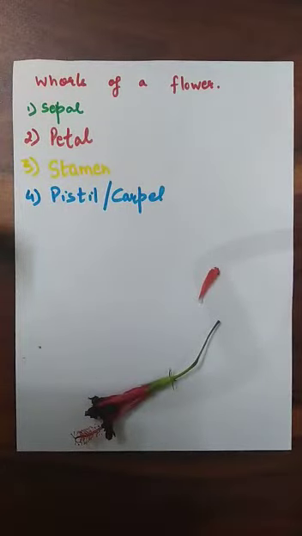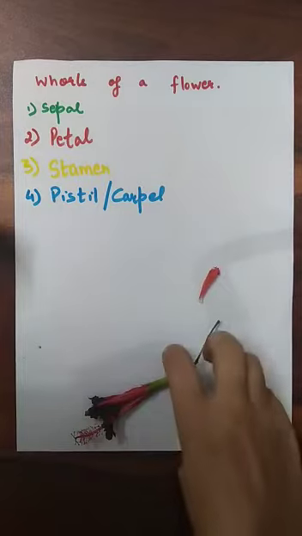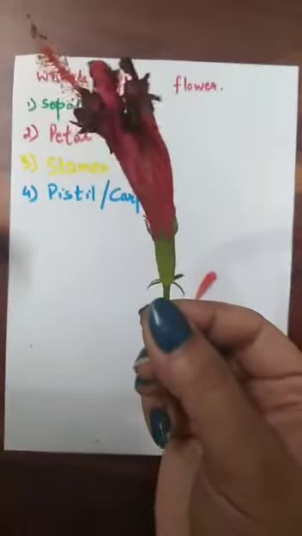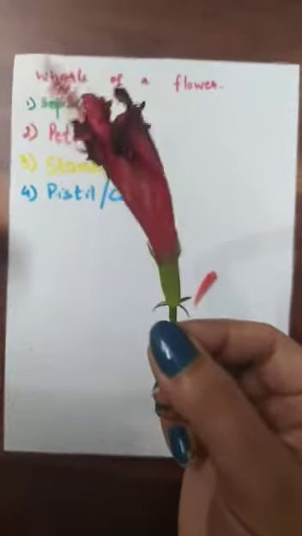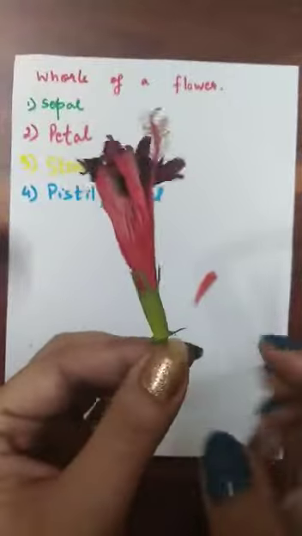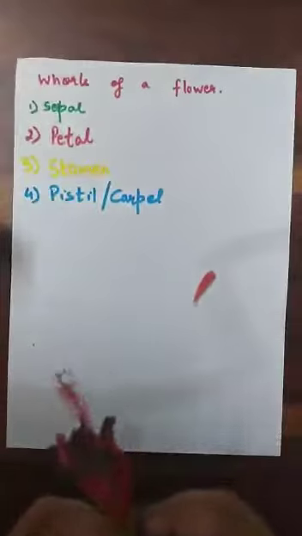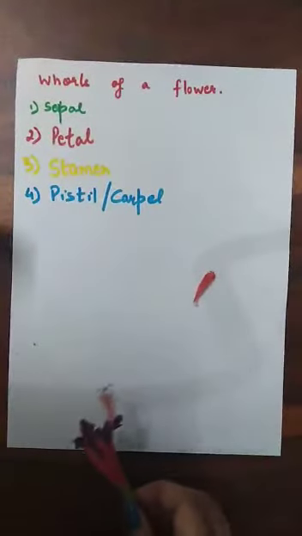Good morning, students. This is a video related to the whorls of a flower. Now, whorl means circular arrangement of anything. If you look at a China rose or hibiscus flower, you will find that these green leaves are arranged in a circular pattern, right? So, whorl means something which is there in a circular pattern.